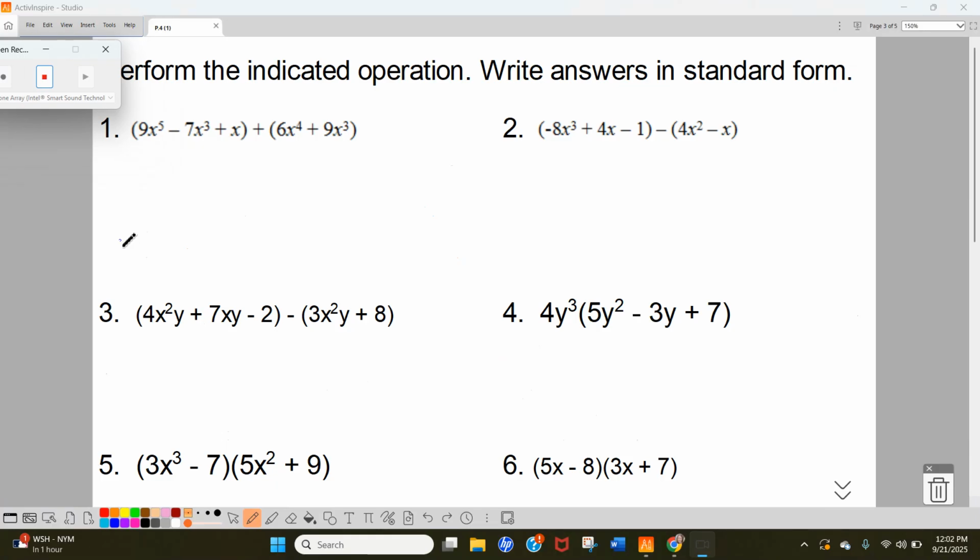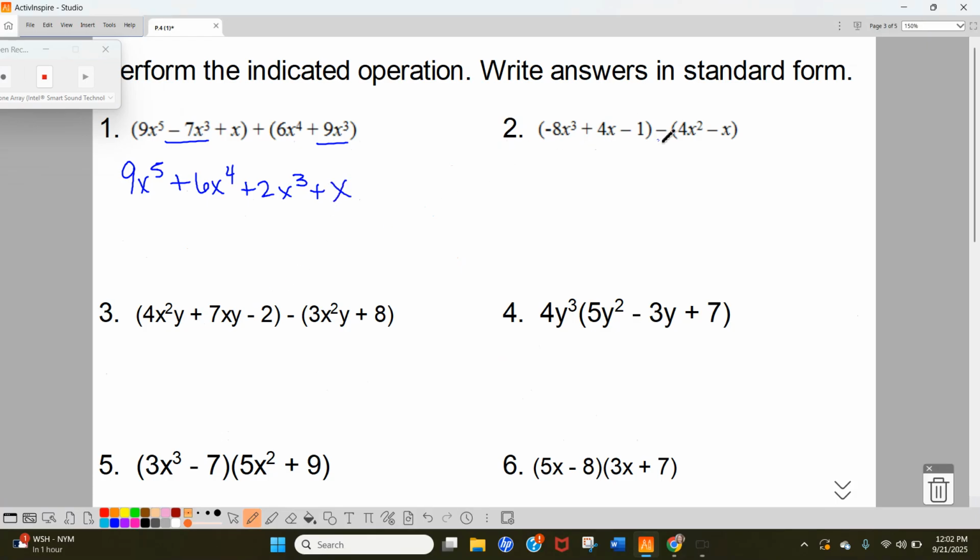So with addition, you're just adding like terms. So 9x to the 5th does not have a friend. 6x to the 4th does not have anything to add to. You have negative 7x to the 3rd and 9x to the 3rd that you can combine, and then you have your x. For number 2, we're subtracting.